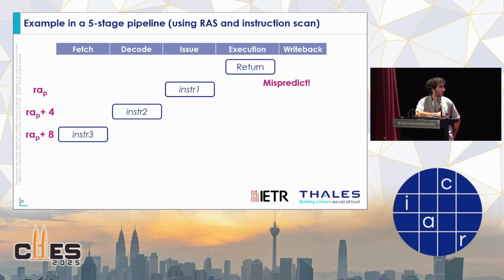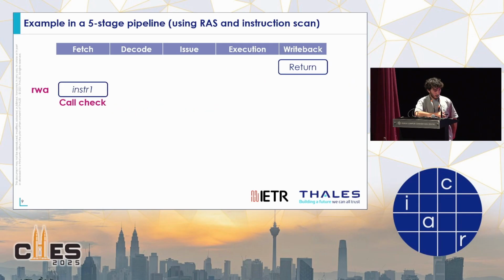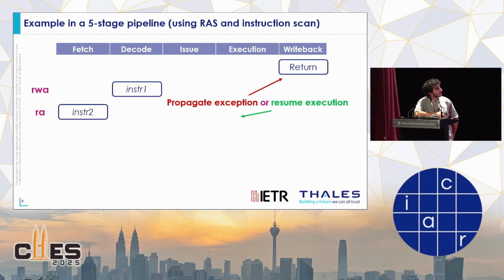And here we realize that we mispredicted the return address. So all this needs to go away. We then compute the rewinded address, so the return address -4. And this is where we perform the call check. So we fetch the instruction at RWA, and using instruction scan, we get the type of the instruction. So we check if it's a call or not. The final execution of the return instruction was delayed here to use the result.